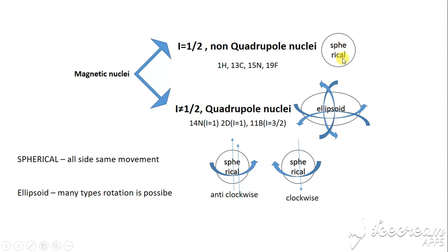Because of the spherical structure, only two types of rotation are possible for non-quadrupole nuclei. The first is clockwise and the second is anti-clockwise, because all sides have the same movements. Ellipsoid nuclei have many types of rotation because all sides are not the same, and because of many types of rotation, ellipsoid nuclei give a broad peak after a transition. In my next slide I will explain.